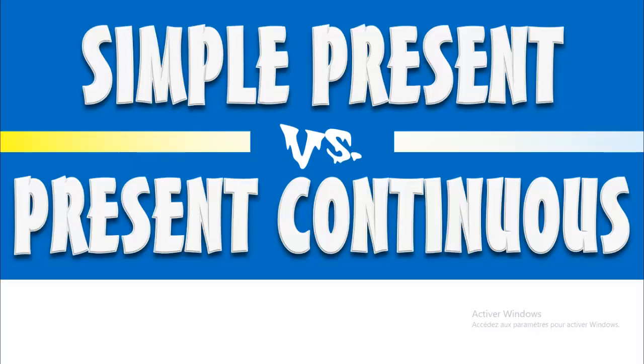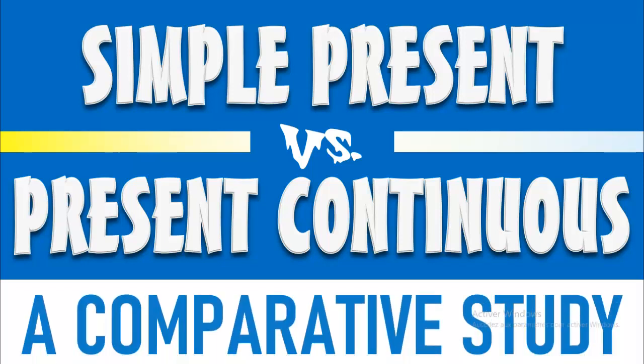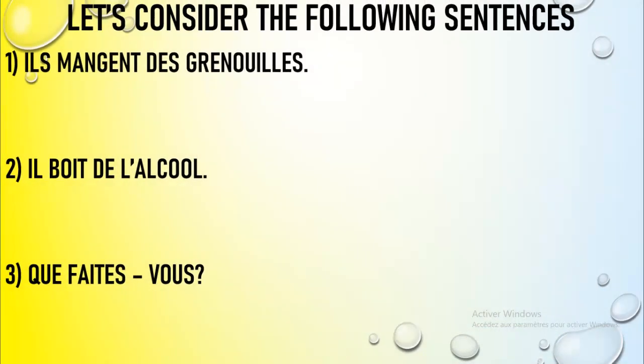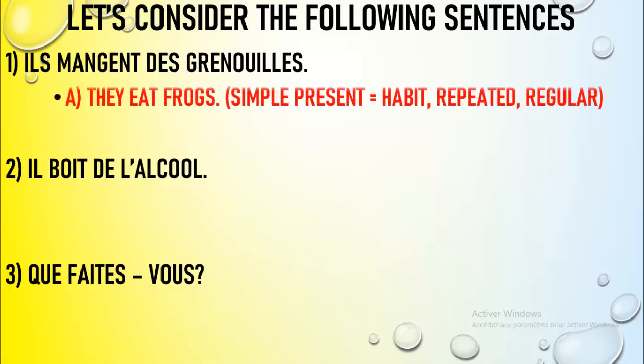So now, comparative study between simple present and present continuous. Let's consider the following sentence. Regardez ces phrases-là. Il mange des grenouilles. Il boit de l'alcool. Que faites-vous? Ces phrases-là en français peuvent être traduites de 2 manières en anglais. Il mange des grenouilles. Si c'est l'habitude, ce qu'ils font régulièrement, là je dirais, je vais utiliser le present simple, they eat frogs. Simple present, habit.